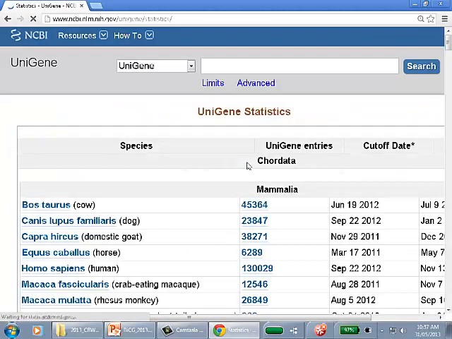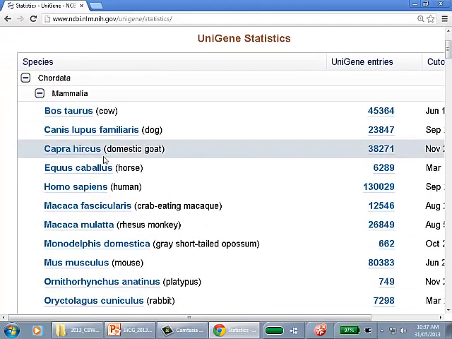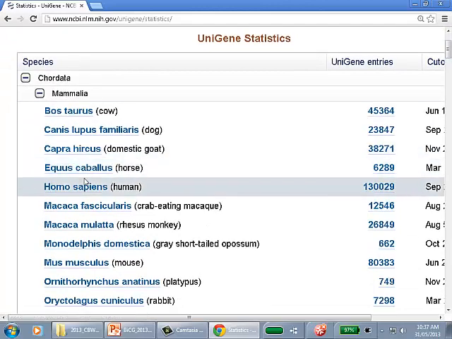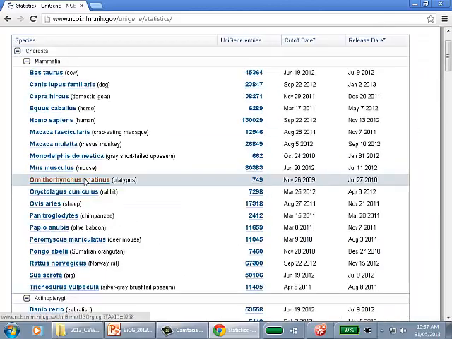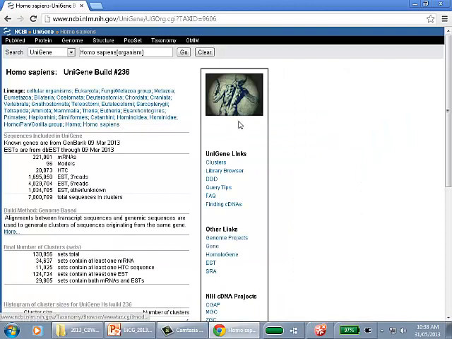I don't know how widely used it is today. But it's available for all sorts of species, including things that don't get a lot of usage from other resources. And that's one of the advantages of it. So the human UniGene build is a representation of the transcriptome, and it's at build 236.